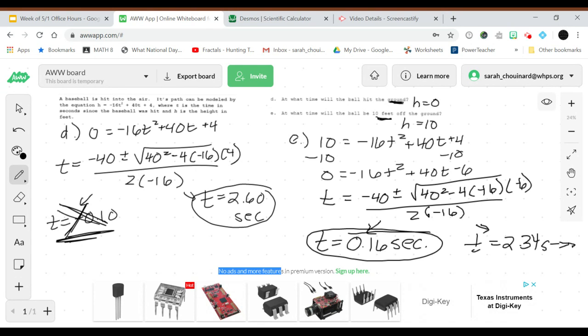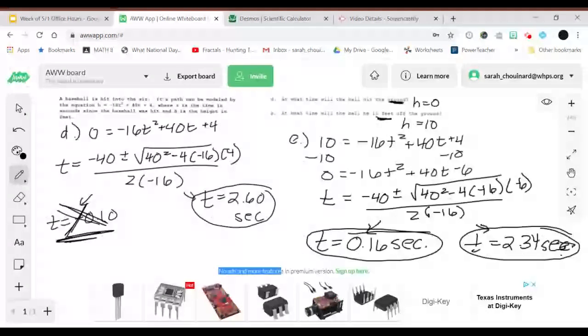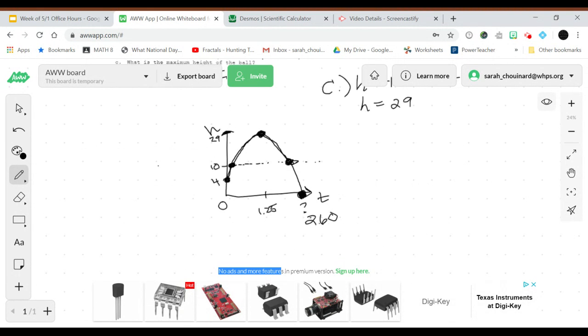2.34 seconds. So just as I thought, there's 2 times where it's going to be at 10 feet. The very first time that it gets to 10 feet is 0.1 seconds after the ball is hit. And then the second time it reaches 10 feet is 2.34 seconds, which makes sense because very shortly it's going to reach the ground after 2.60 seconds.